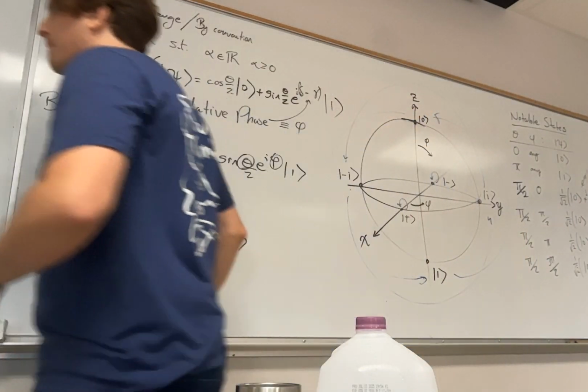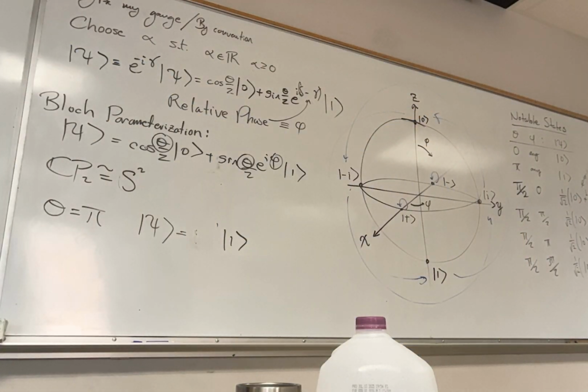Likewise, we have another gate called Y. The Y gate is the Pauli Y matrix, like this.